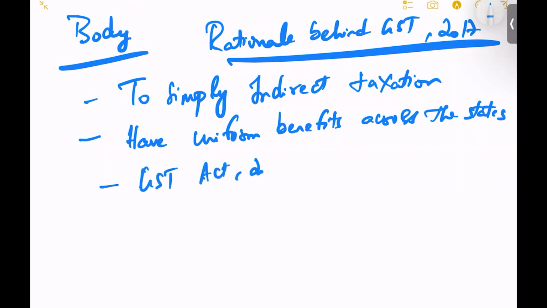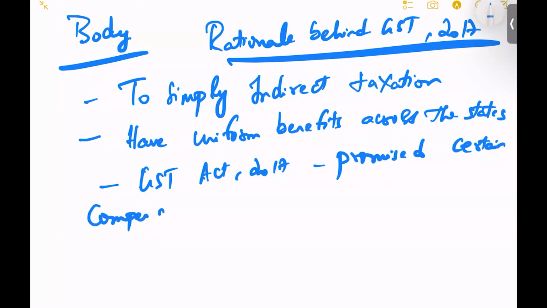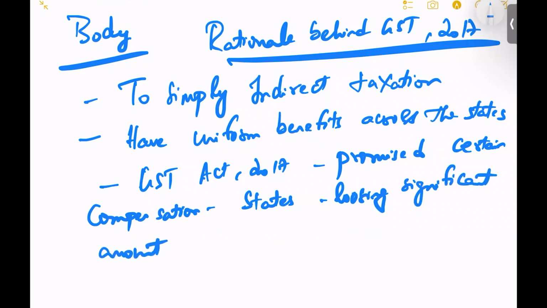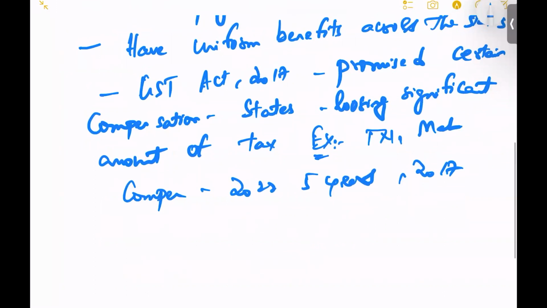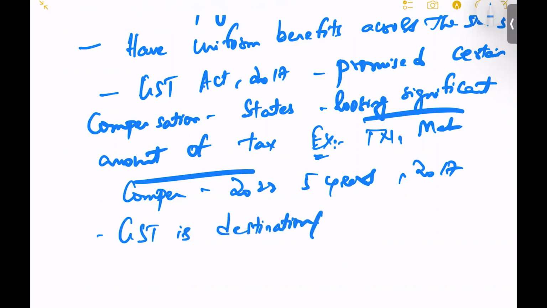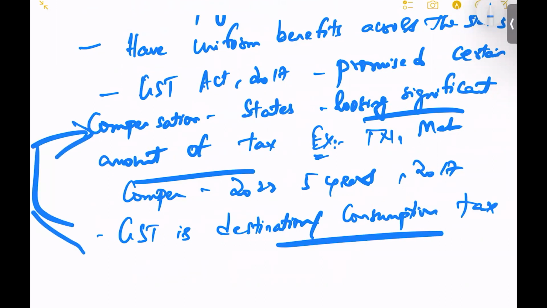But the other thing is, GST Act 2017 promised certain compensation for states which were losing a significant amount of tax. Example, manufacturing states like Tamil Nadu, Maharashtra, they were all promised compensation up to 2022. That is 5 years from 2017. Because they were losing out on a significant amount of tax, because GST is basically a destination based or consumption based tax, and hence for manufacturing industries there was a provision to compensate them for 5 years.